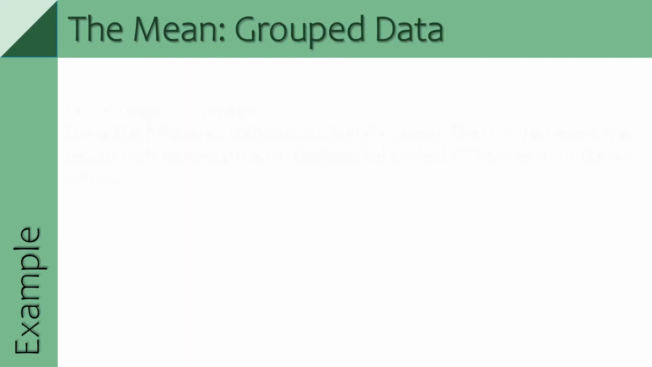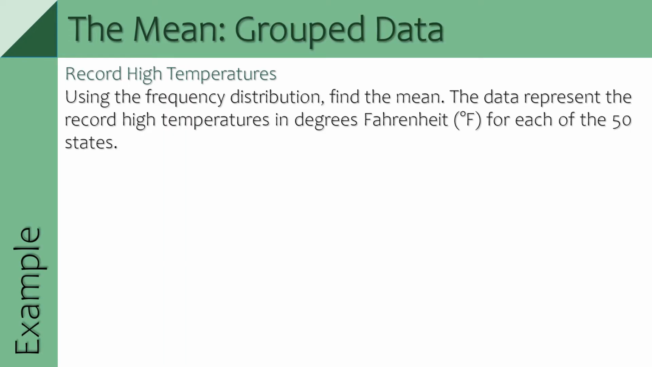Okay, next. Record high temperature. Using the frequency distribution, find the mean. The data represent the record high temperature in degrees Fahrenheit for each of the 50 states. So this is an example of getting the mean for grouped data.